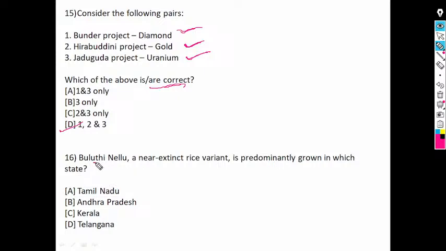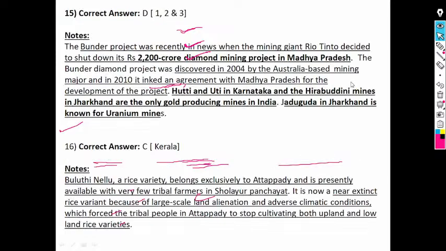Okay, we'll discuss Buluthunelu, a near extinct rice variety. Buluthunelu is predominantly grown in which state? Tamil Nadu, Andhra Pradesh, Kerala, or Telangana. It is in Kerala. Achha. Bunder project was recently in news when the mining giant Rio Tinto decided to shut down the Bunder project, a 2200 crore diamond mining project in Madhya Pradesh.